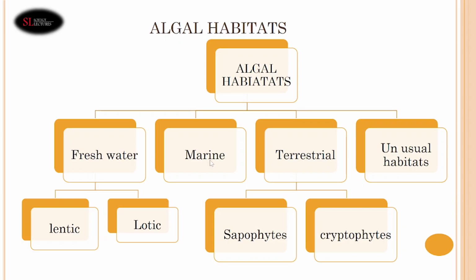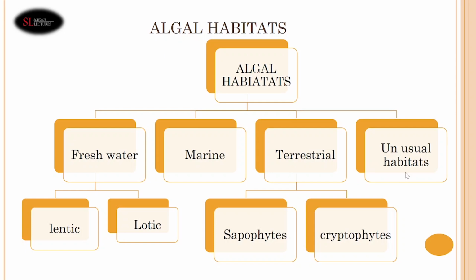Number two, we have marine algae, algae found in waters with high salt content, that is, algae found in saline waters, for example, in oceans and in seas. We have terrestrial algae, algae found on land, and terrestrial algae are either saprophytes or cryptophytes. Saprophytes are algae that occur above the soil surface, for example, on rocks, logs, etc. Then you have cryptophytes, which are algae that occur under the soil surface.